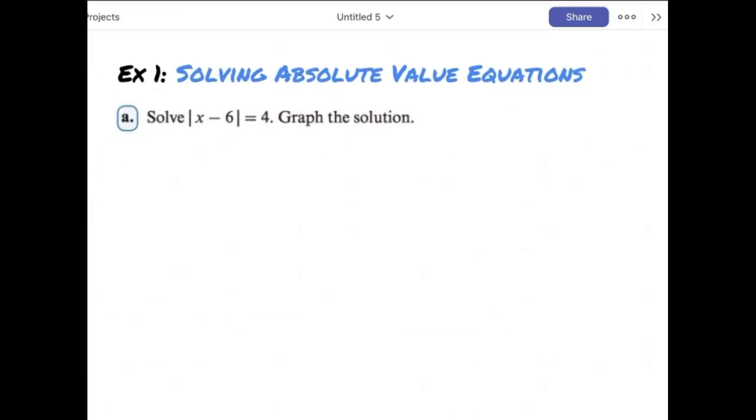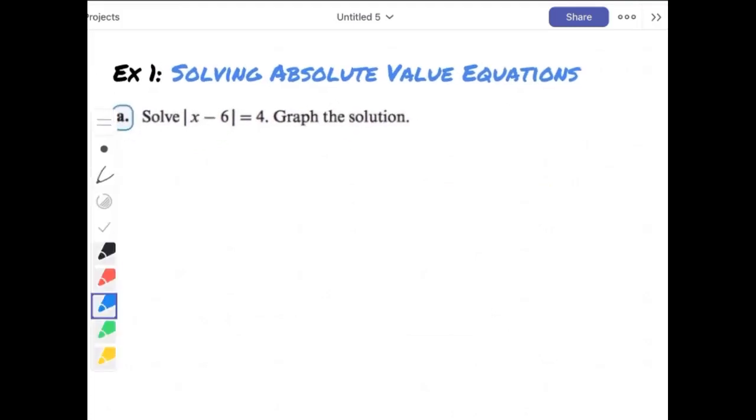Okay, we're going to jump right into example 1. We're going to solve the absolute value of x minus 6 equals 4, and then we're going to graph our solution. Just like the example told us, we're going to say x minus 6 is equal to -4, and x minus 6 is equal to 4.